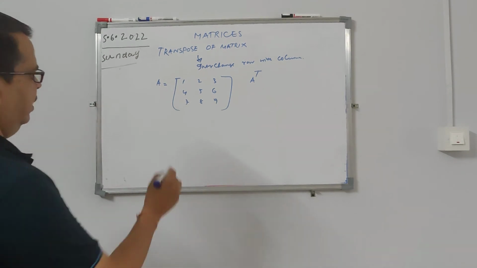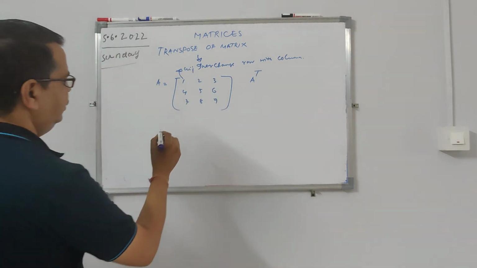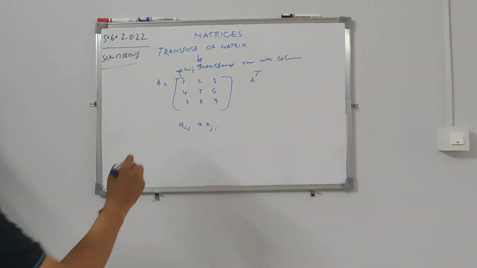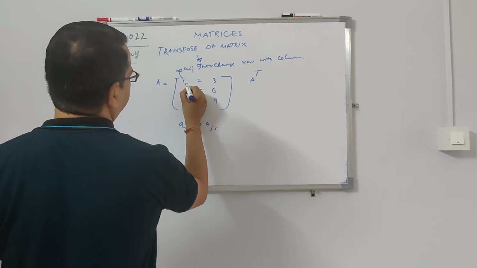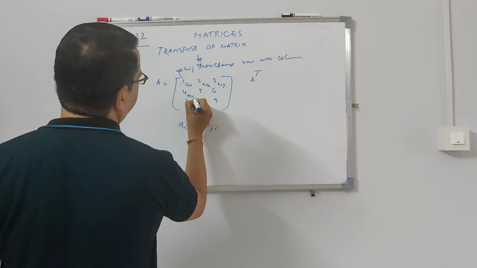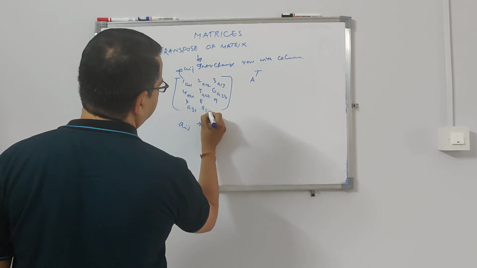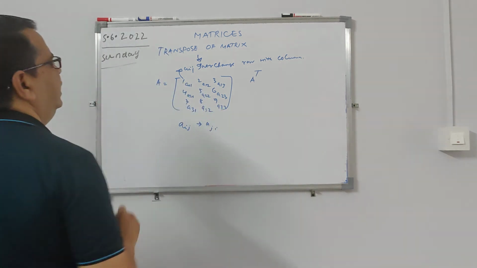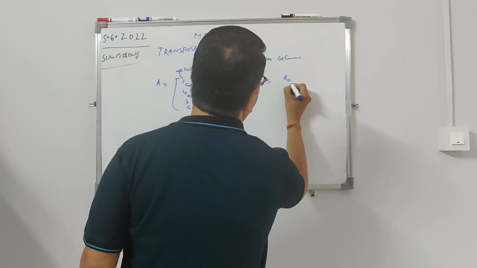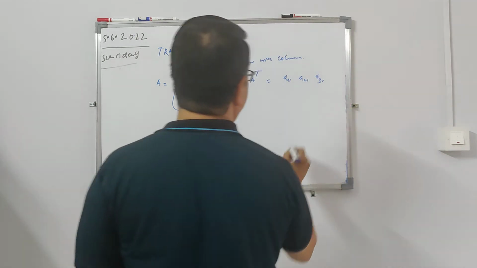So let us say this element is your Aij. You replace it by Aji. That's all. So let us say this is my A11, A12, A13, A21, A22, A23, A31, A32, A33. In A transpose, A11 remains A11. Then A12 will become A21, right? A13 will become A31.